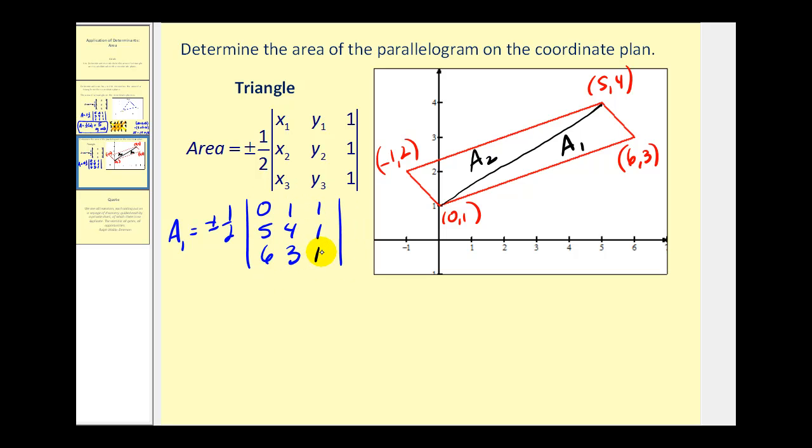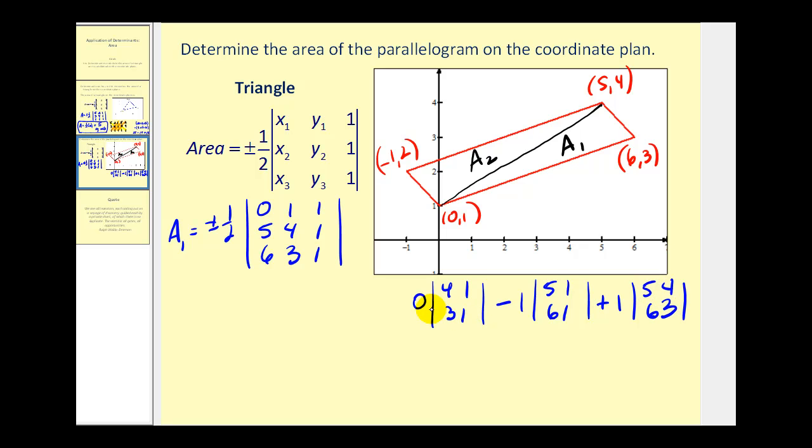Let's use the cofactor expansion this time. So if we want to use this first row, we're going to have 0 times the determinant formed by deleting row 1 and column 1. So we'll have 4, 1, 3, 1. Now when we go to this next element, it's going to be minus 1 times the determinant of, if we eliminate row 1 and column 2, we'll have 5, 1, 6, 1. And then for the third element, we'll have plus 1 times, again, eliminating row 1 and column 3, 5, 4, 6, 3.